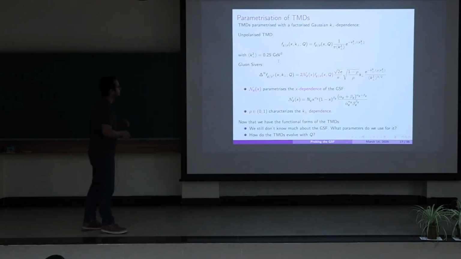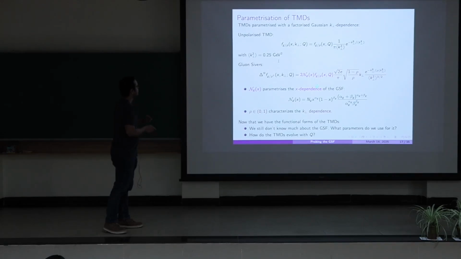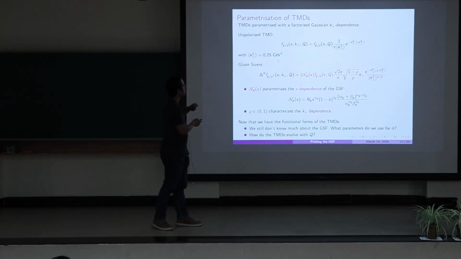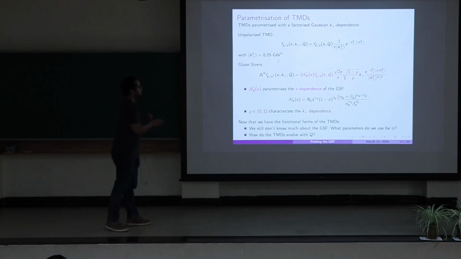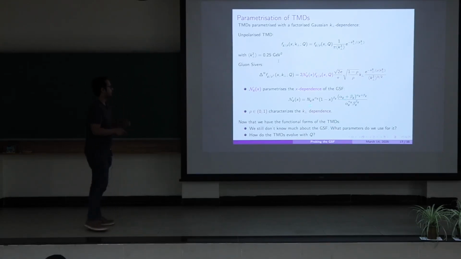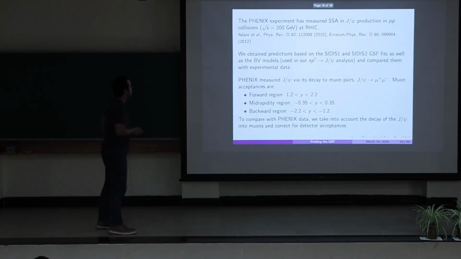I don't want to go into too many details of the parameterization of the TMDs, but basically we model the TMDs as a collinear part, which is based on the well-known fitted collinear PDFs. And we added a factorized transverse momentum dependence. In the unpolarized case, this is a Gaussian, and in the gluon Sivers case, we have a slightly more complicated form, and also allow for the x dependence to be modified with some parameters that we can set.